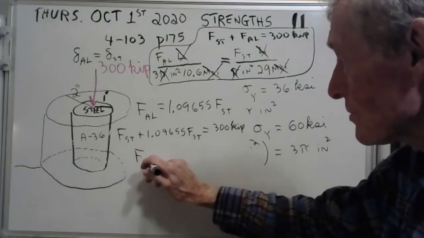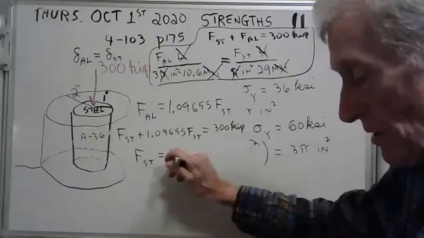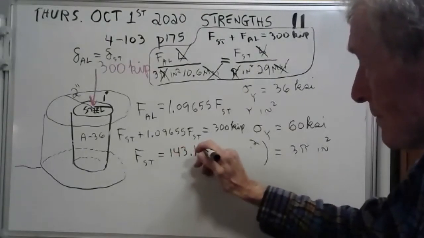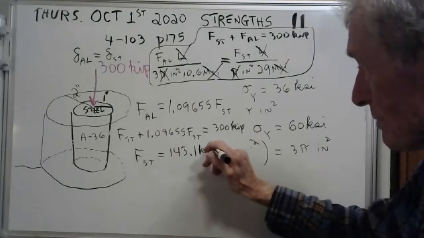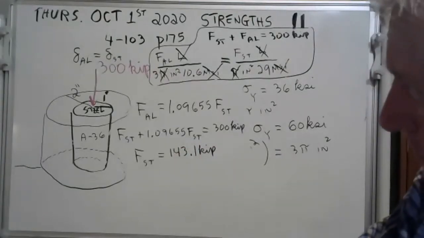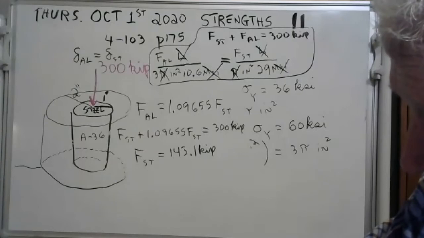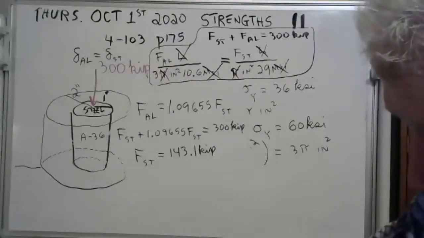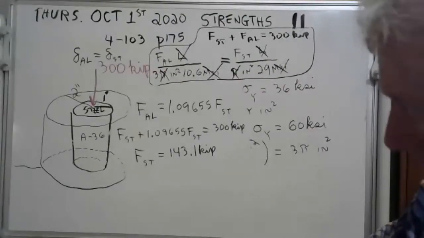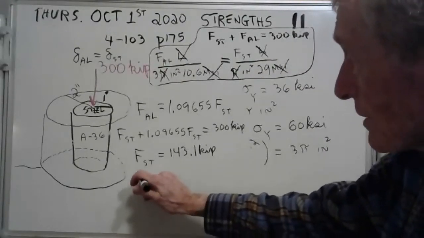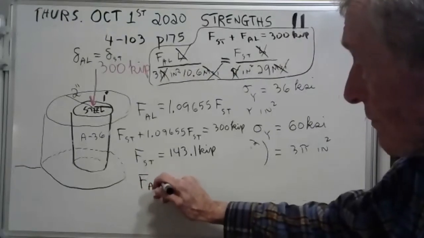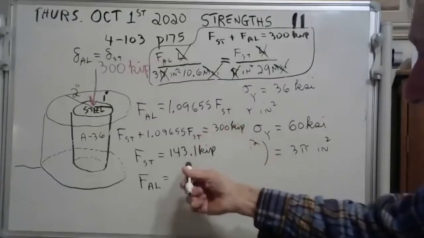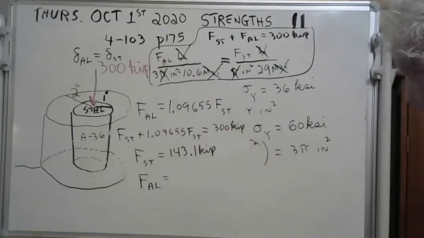I'm getting the force of the steel is 143 kips. And I'm waiting for an answer on that. That's what I got. Yay, there's somebody. Now we're going to get the force of the aluminum. We'll just multiply by that number times the force of the steel, and we'll get it. Here goes.